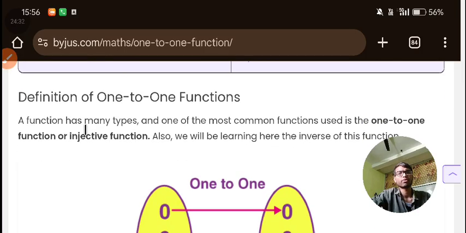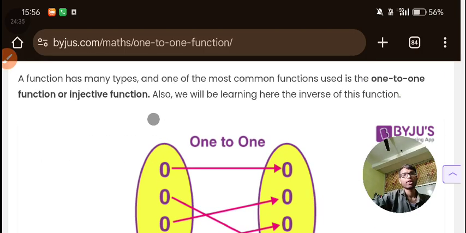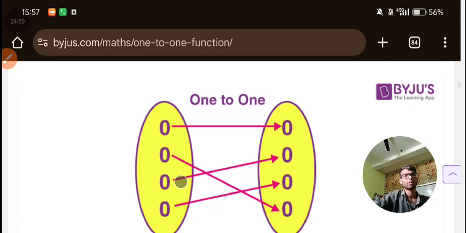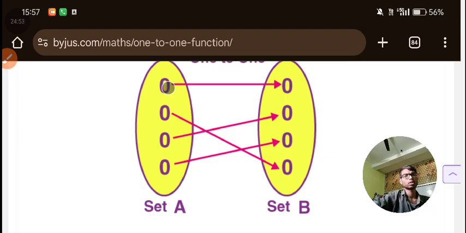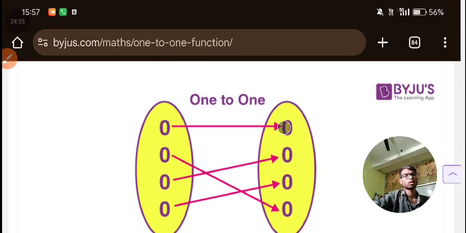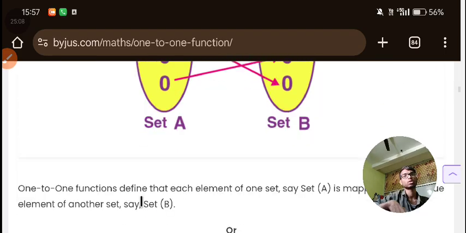Let's visualize it. Definition of a one-to-one function. A function has many types, and one of the most common is the one-to-one function, or injective function. Also, we will be learning here the inverse of this function. Here, this is a one-to-one function. This is linked with this, this is linked with this, this is linked with this. Domain to range, domain to range, domain to range. This is what a one-to-one function is.